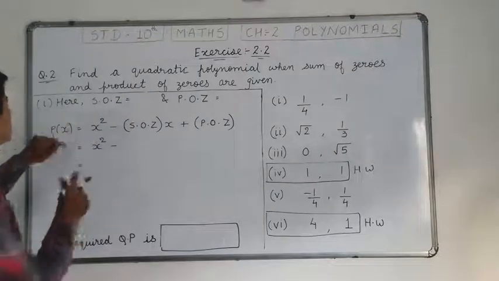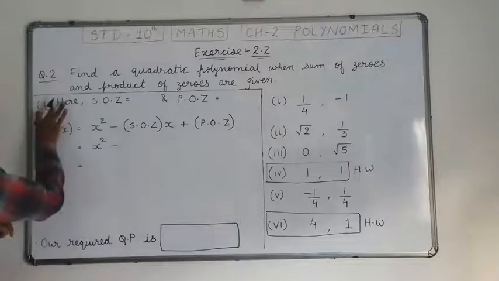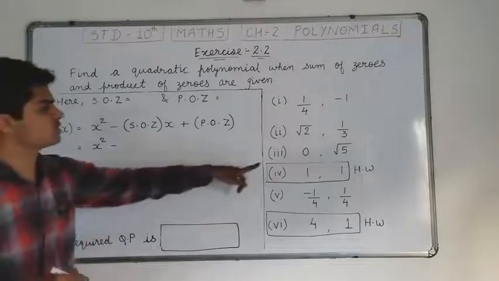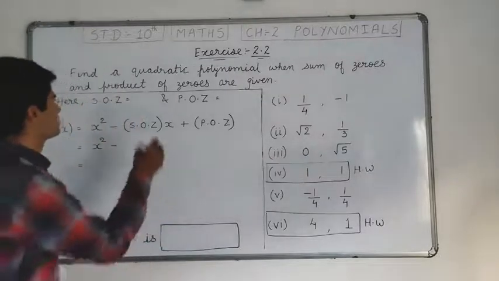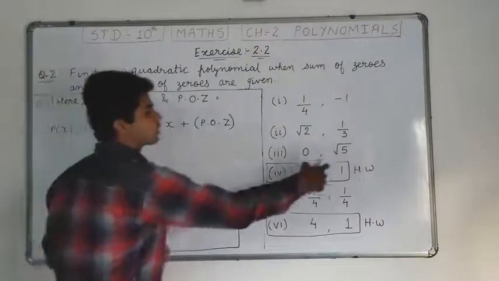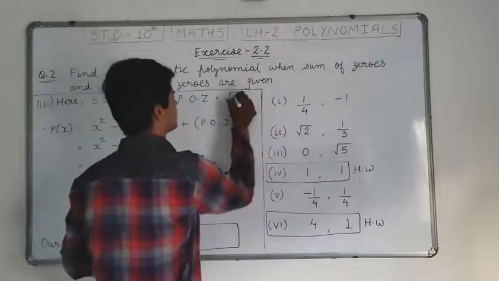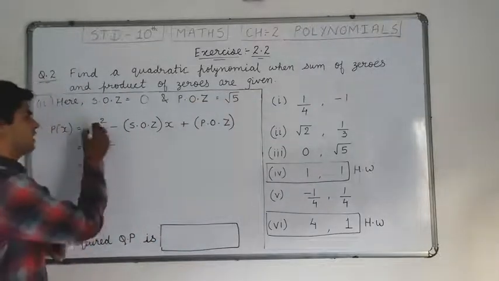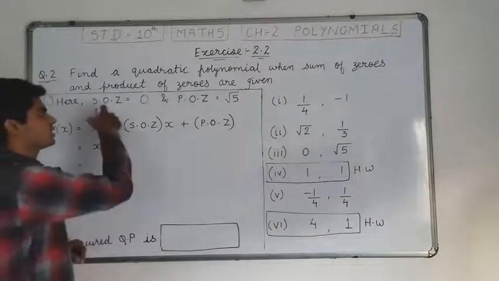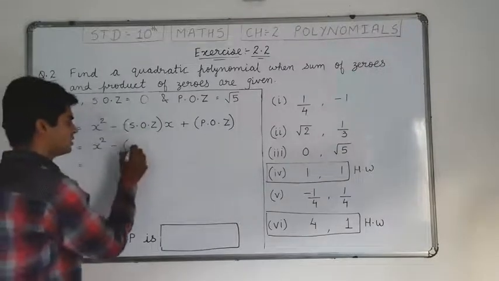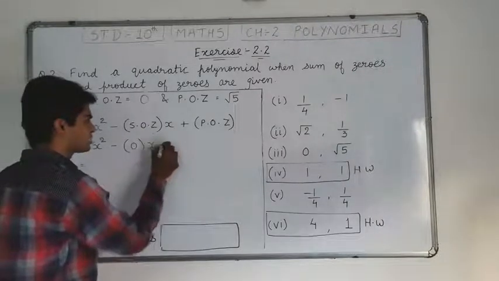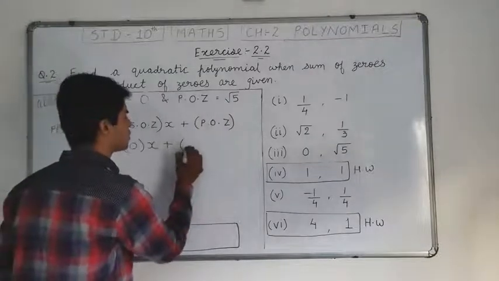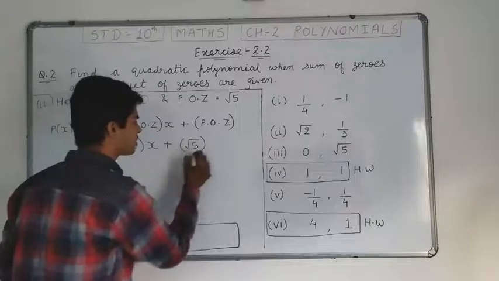Okay, in the third sum, sum of zeros is 0 and product of zeros is root 5. Put down these values into your formula. x square as it is, minus, instead of sum of zeros we will write 0 into x, plus product of zeros; instead of product of zeros we will write root 5, so inside the bracket root 5.